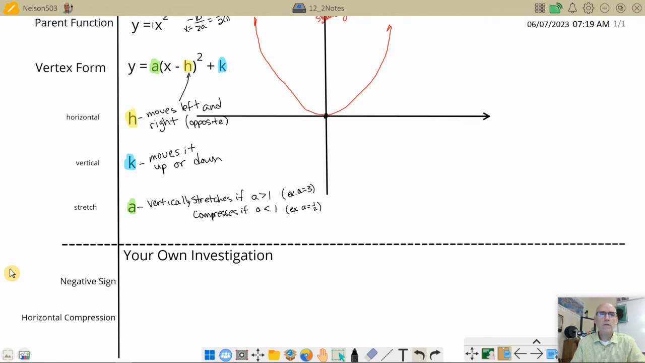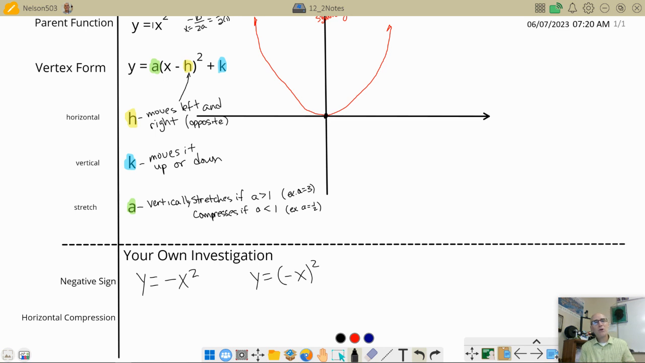Okay, this second video is going to be pretty short because what I'm asking you to do is a little investigation on the attached Desmos file to your homework in Google Classroom. So what we're going to do is investigate what would happen if you had y equals negative x squared, and what would happen if you had y equals (negative x) squared.